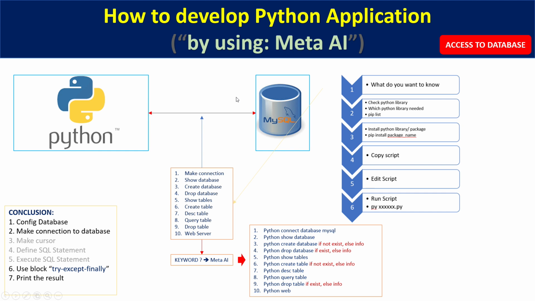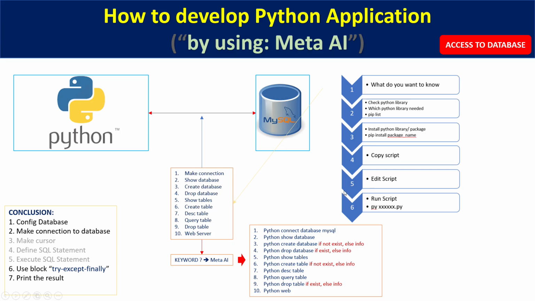We use two languages, English and also Indonesian, because if we use Meta AI in Indonesia, the result is mixed English and Indonesian. Now this is Python, this is the MySQL database. How to develop this one?